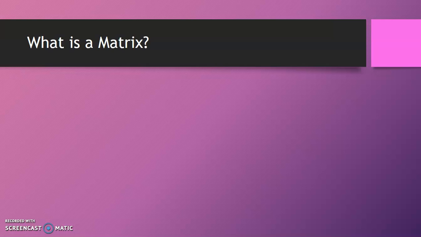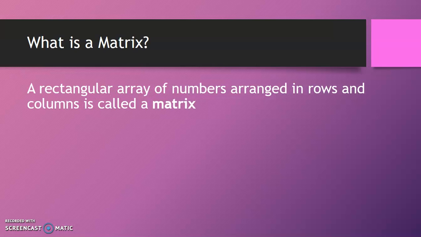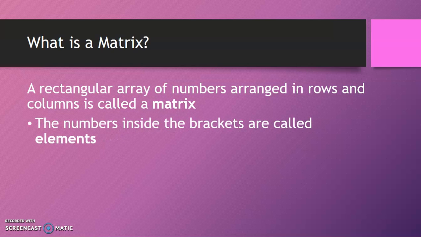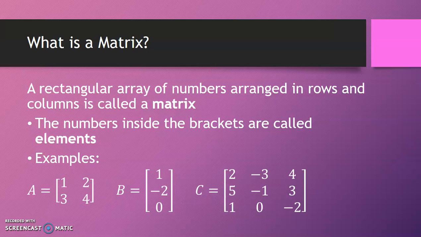First, I want to talk about what exactly a matrix is. So the technical definition is that it's a rectangular array of numbers that are arranged in rows and columns, and this is what we call a matrix. Now inside of the matrix, those numbers that make up the rows and columns are called elements. Some examples of what matrices might look like are these that I have at the bottom of this slide.